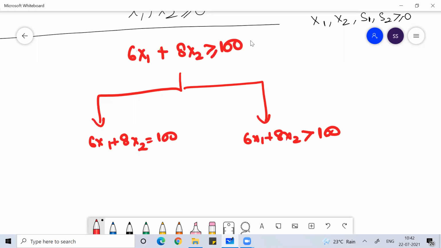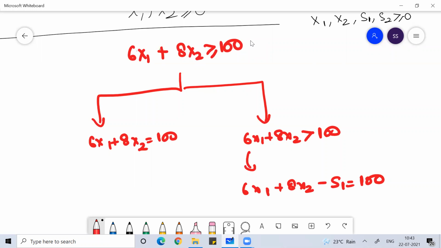If this is greater than or equal to, then two possibilities come: 6x1 plus 8x2 is equal to 100. Then there's no problem with that. In case 6x1 plus 8x2 becomes greater than 100, in this scenario, what you will do, you'll introduce a dummy variable s1.